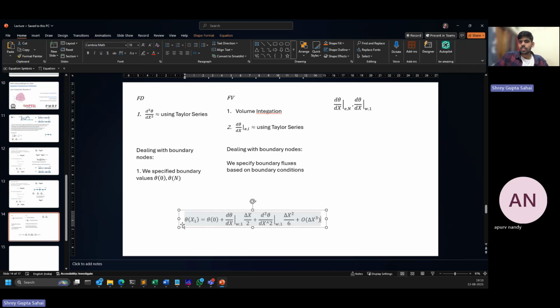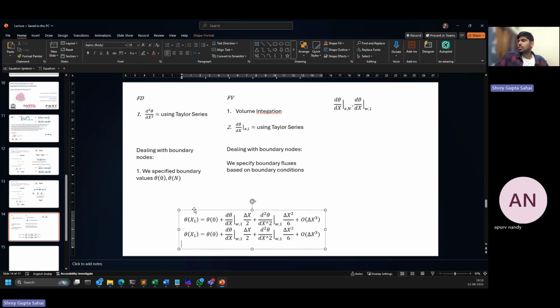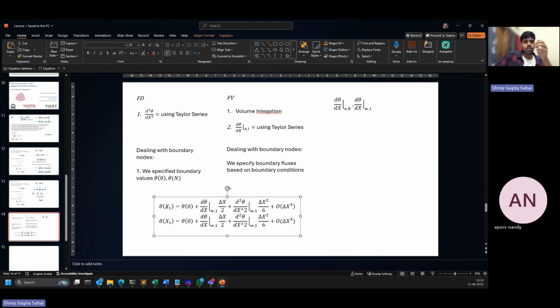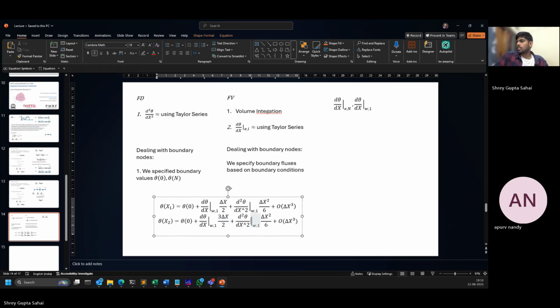So the way we do it, there are multiple ways to do it, and depending on how you do it, your solution will change. The way we do it here, just to show, is two forward and two backward Taylor series. So we use two forward series. This you will write as 3x by 2, so this will be 6 and this will be 9.